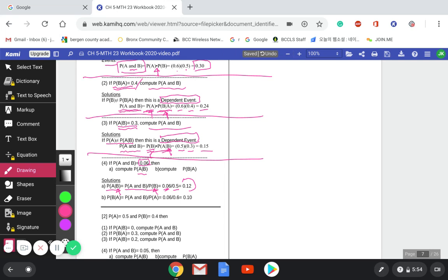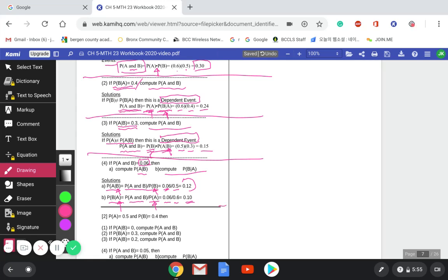What if they want to compute probability of B given A? So probability of B given A is probability of A and B divided by probability of A, because that has to match with the first event. So 0.06 divided by 0.6 is 0.10. So everybody understand this?